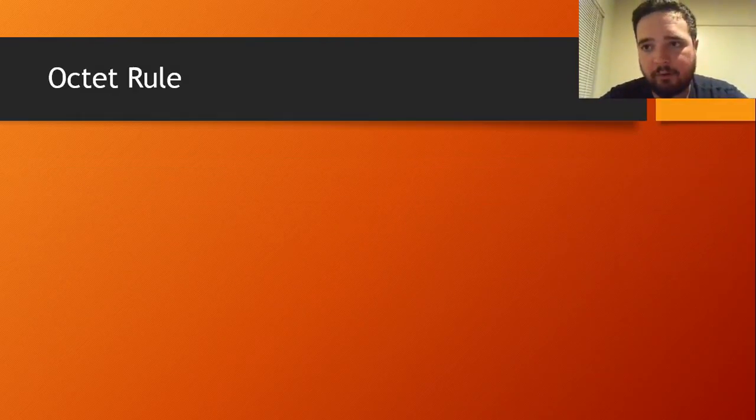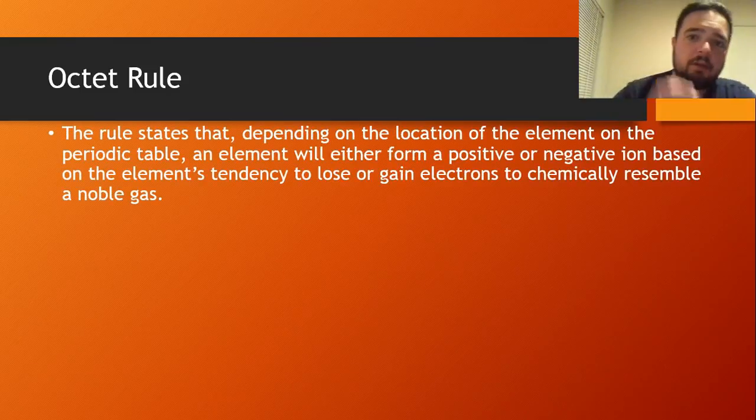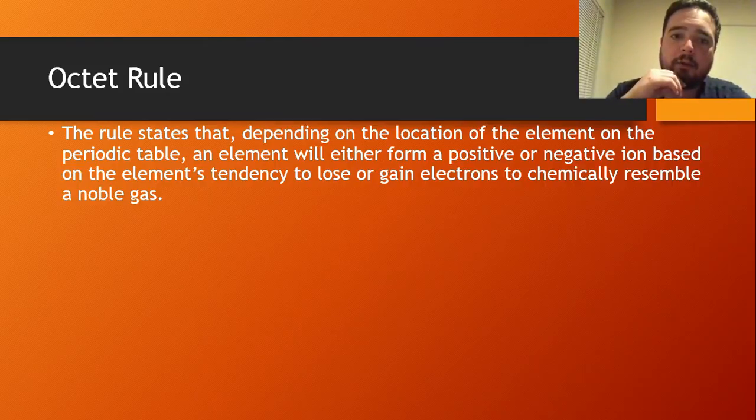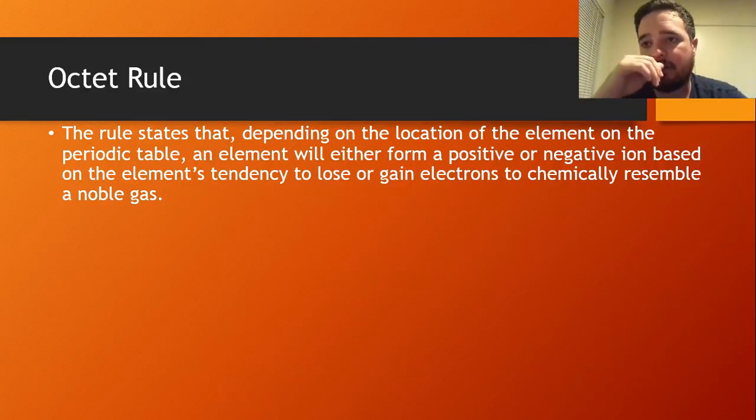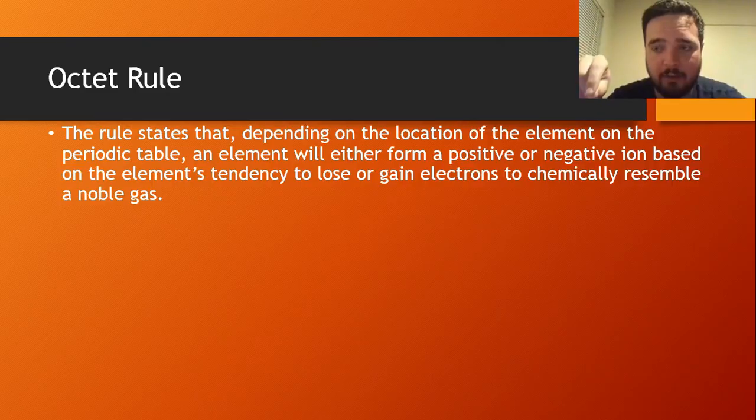So the first thing we need to explore is where these trends are really based off of, and it's called the octet rule. The rule states that depending on the location of the element on the periodic table, an element will either want to form a positive or negative ion based on the element's tendency to lose or gain electrons to chemically resemble a noble gas. So every element on the periodic table wants to look like a noble gas, and the reason why is because noble gases are inert and inactive.